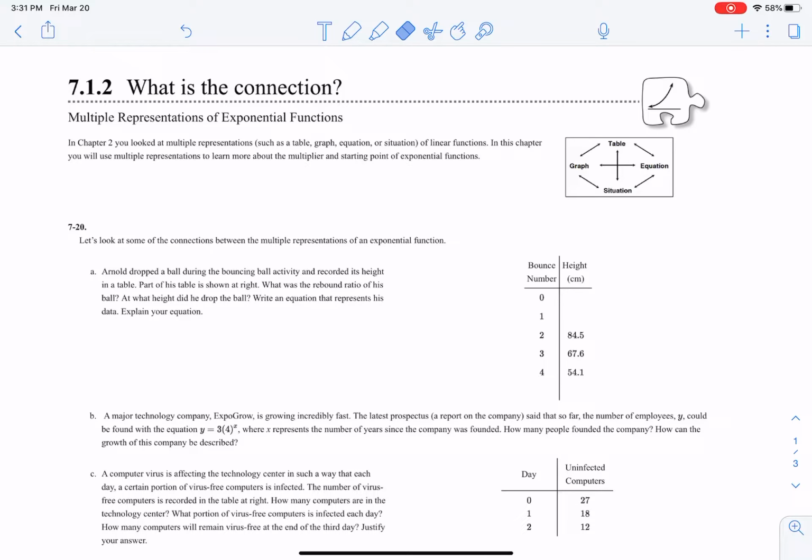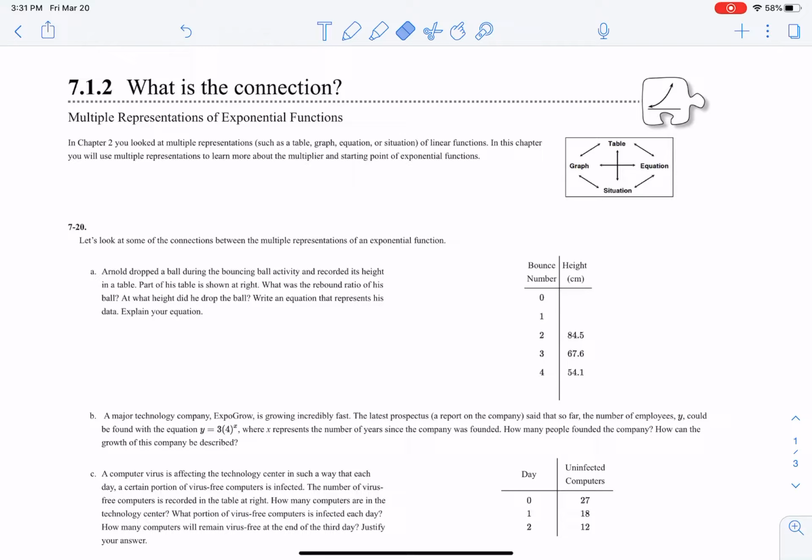Lesson 7.1.2. What is the connection? Multiple representations of exponential functions. In Chapter 2, you looked at multiple representations such as a table, graph, equation, or situation of linear functions. In this chapter, you will use multiple representations to learn more about the multiplier and starting point of exponential functions.